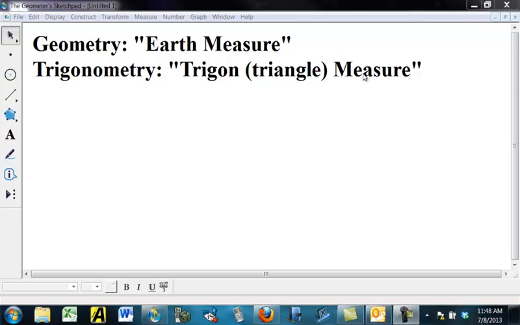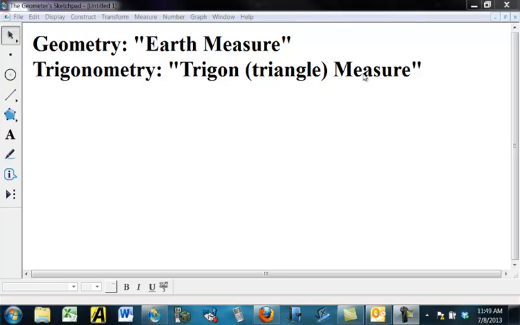This is going to be our first of a series of several lectures that we'll have in a video format for trigonometry. Trigonometry is a branch of geometry, and geometry literally means earth measure. Geo is Greek for earth, and the meter or metri is to measure. So geometry is the study of measuring things on the earth. At least that's what the word means.